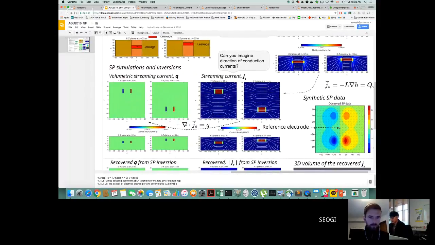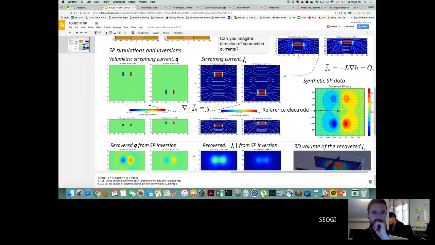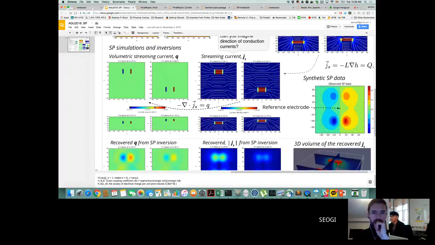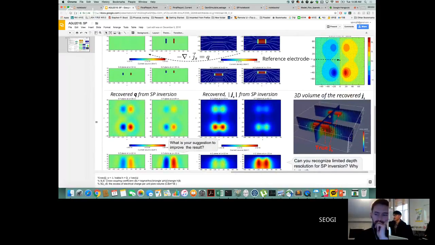Then by taking the divergence, you can compute the Q, which is the charges. So you have minus charges and plus charges here. Then using that as a right-hand side, you can compute the synthetic SP data. SP data usually have one reference electrode and you just compute the difference. So it's like a pole response, similar, because I'm not changing the reference electrode usually.